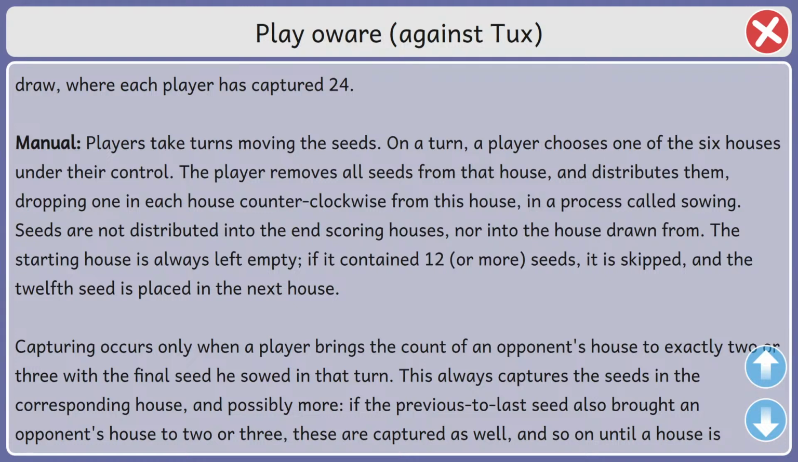Players take turns moving the seeds. On a turn, a player chooses one of the 6 houses under their control and removes all the seeds from that house and then distributes them, dropping 1 in each house counterclockwise from the house. So it moves against the clock hand. So, yep, okay. This process is called sowing. Seeds are not distributed into the end scoring houses, nor into the house drawn from. The starting house is always left empty. If it contains 12 or more seeds, it's skipped, and the 12th seed is placed in the next house.